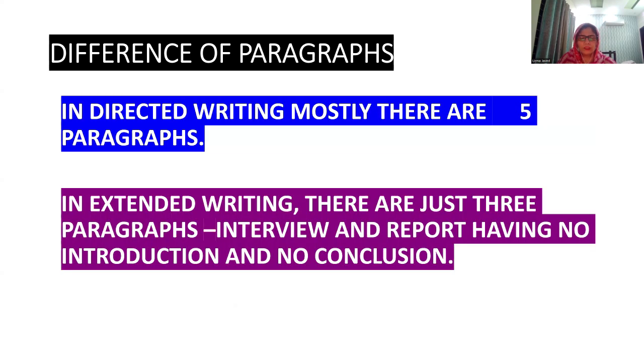Then there is also the difference of paragraphs, because the number of content points and bullet points are different. So paragraphs would also be different. In directed writing, mostly there are 4 to 5 paragraphs. Why did I say 4 to 5 paragraphs? Because sometimes the student makes a separate paragraph of conclusion and sometimes they merge it with evaluation. Both are correct. There is no problem with that.